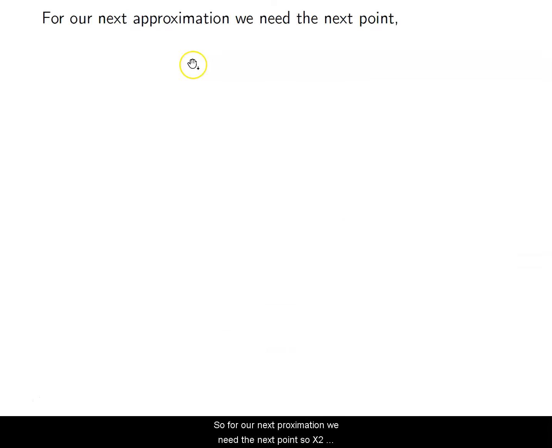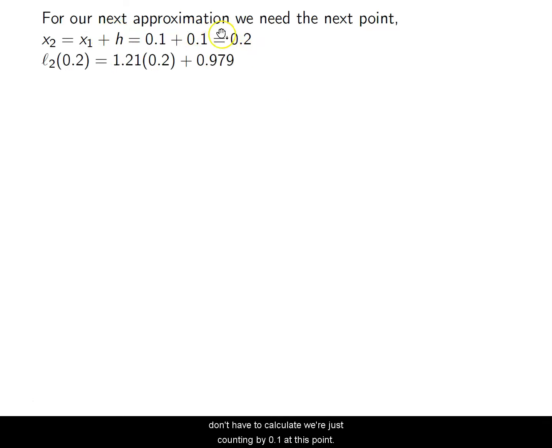So for our next approximation, we need the next point. So x2 is x1 plus h, which is 0.1 plus 0.1 or 0.2. Very easy. We actually don't have to calculate. We're just counting by 0.1s at this point. I plug that into my second linear approximation. Okay, so I'm just plugging in 0.2, and I'm going to get out my new slope.